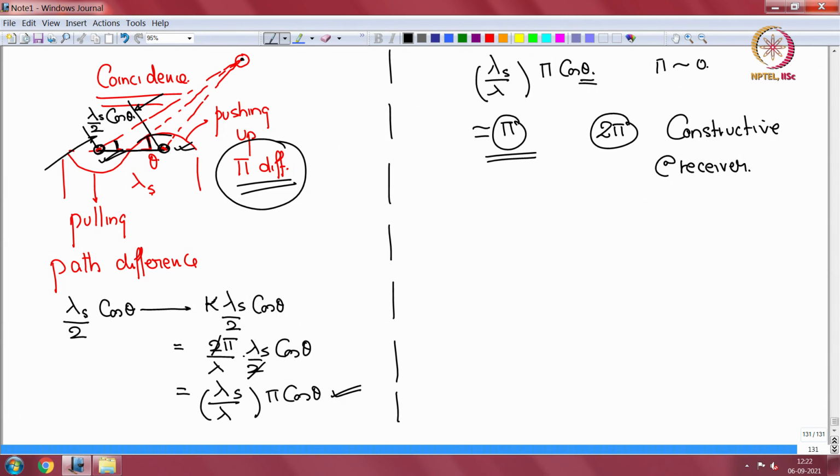So in order for that to happen, if lambda s is less than lambda, you will always be less than pi. So this is a schematic. For a chance of a constructive interference to happen, lambda s has to be greater than lambda. That means structural wavelength has to be greater than acoustic wavelength.